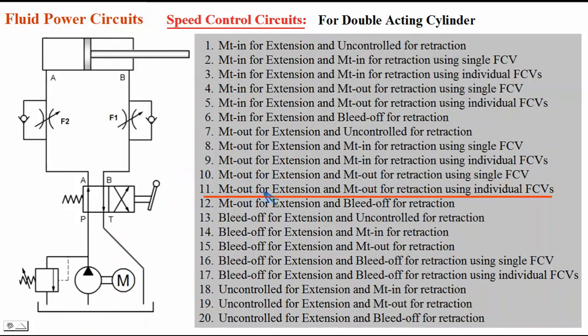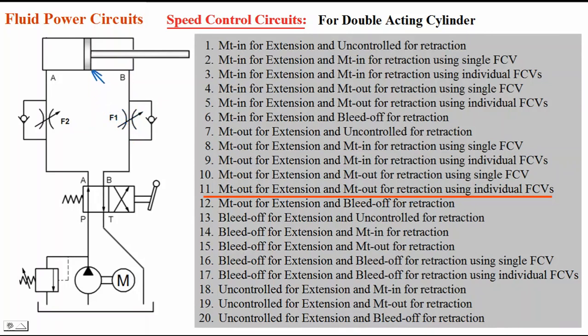Meter out for extension and meter out for retraction using two individual flow control valves. So this is the circuit. In first position, oil is flowing from P to A, B to T. Oil is flowing from P to A and it is flowing through this check valve. This is free flow, but oil on the other side of the piston has to flow through this flow control valve here. It can't flow through this check valve. It has to flow through this flow control valve.